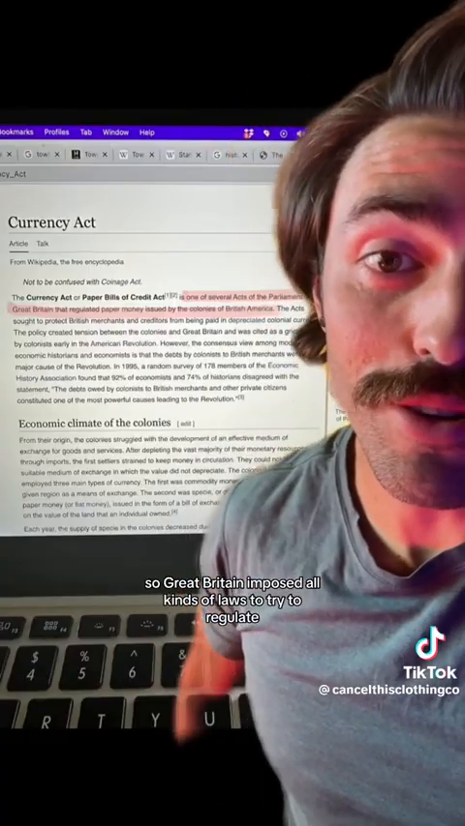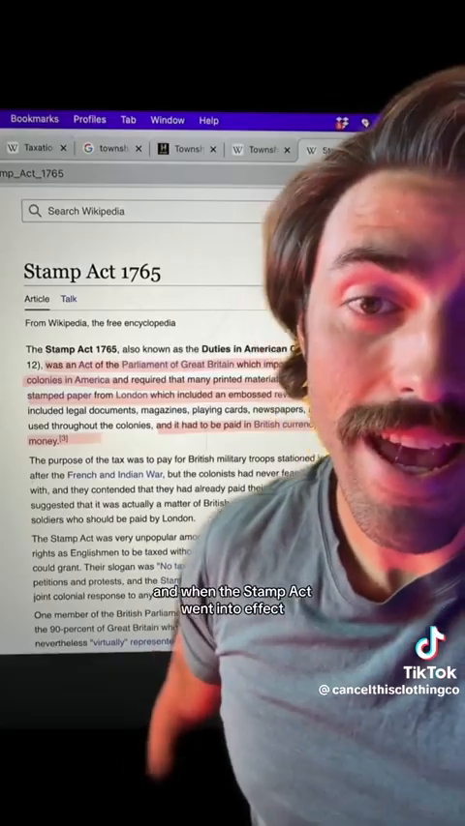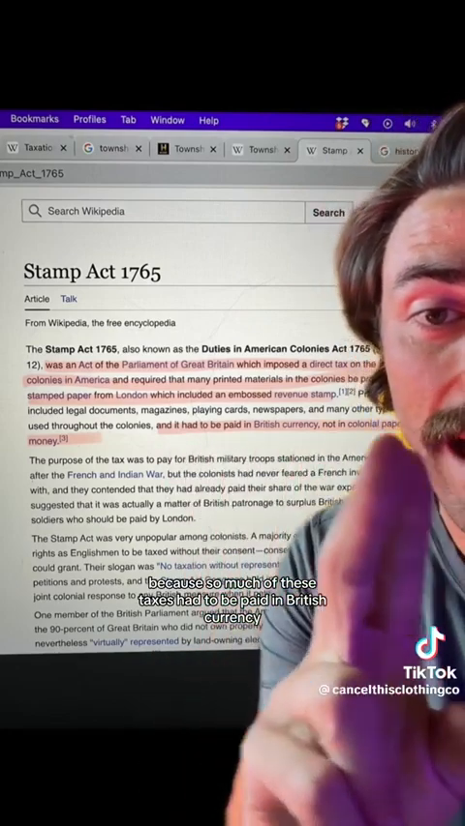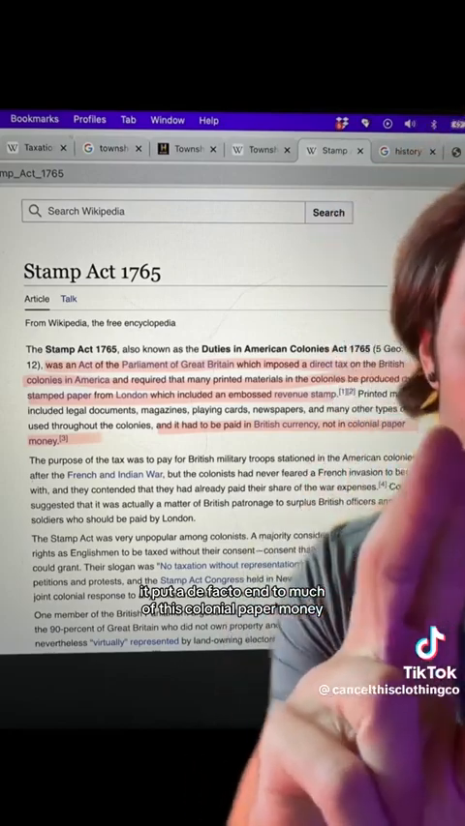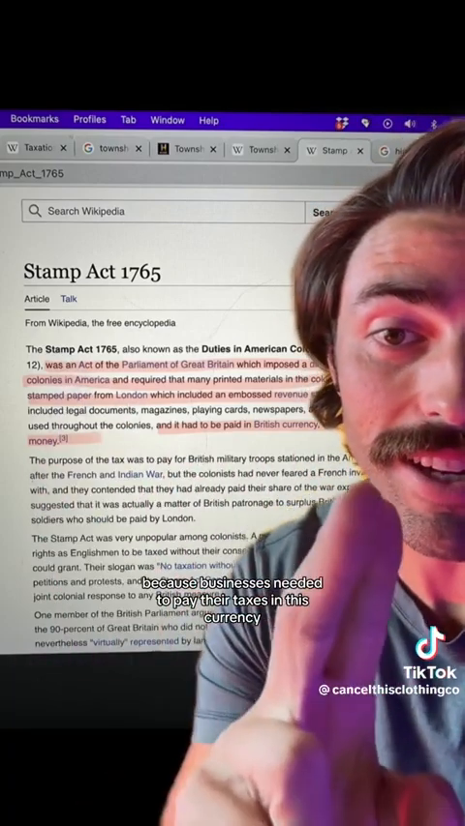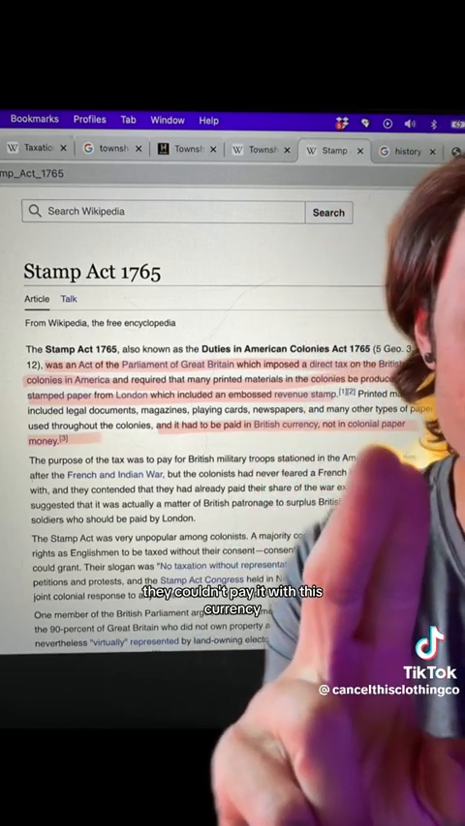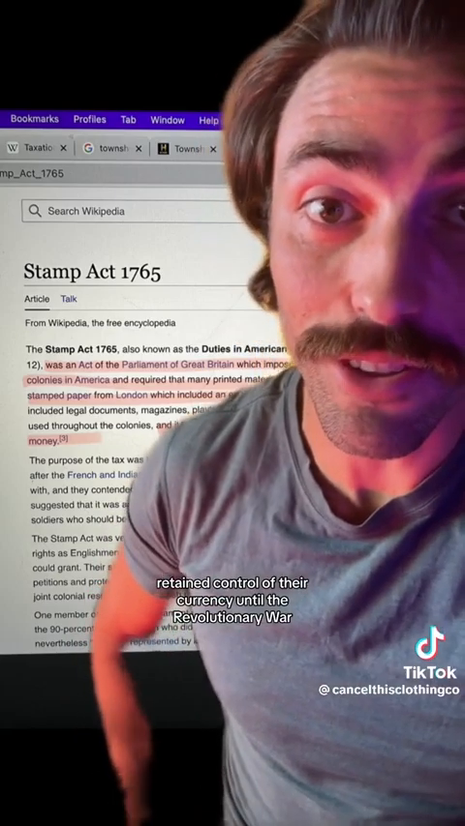So Great Britain imposed all kinds of laws to try to regulate the paper currencies that were getting invented. And when the Stamp Act went into effect, because so much of these taxes had to be paid in British currency, it put a de facto end to much of this colonial paper money because businesses needed to pay their taxes in this currency. They couldn't pay it with this currency. This is how the British retained control of their currency until the Revolutionary War.